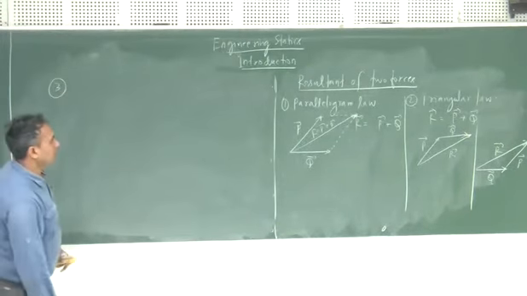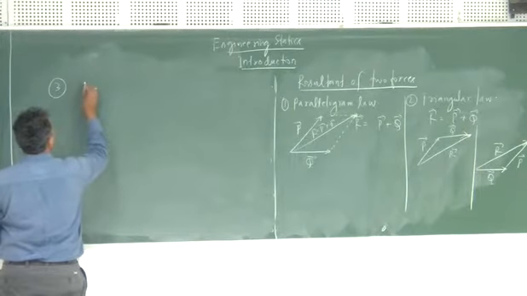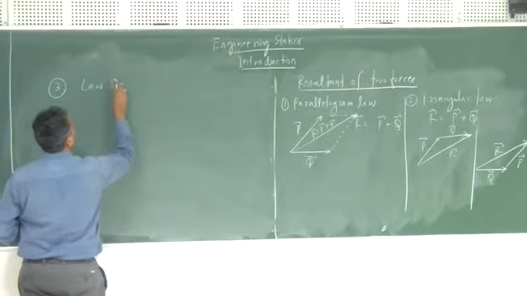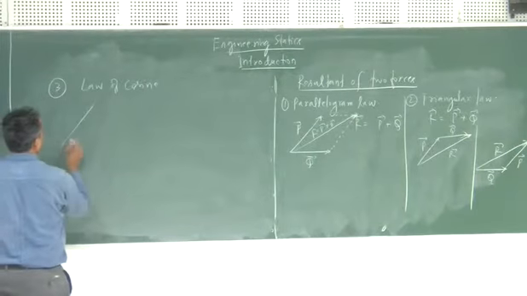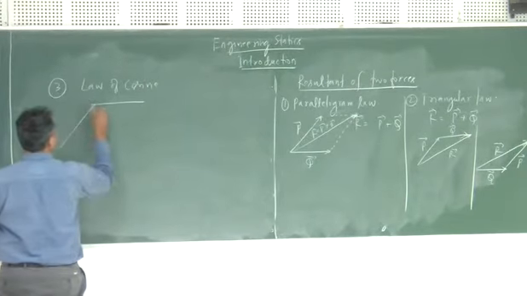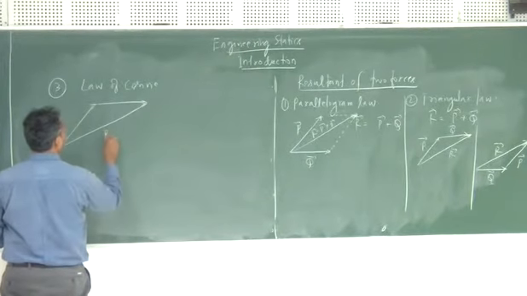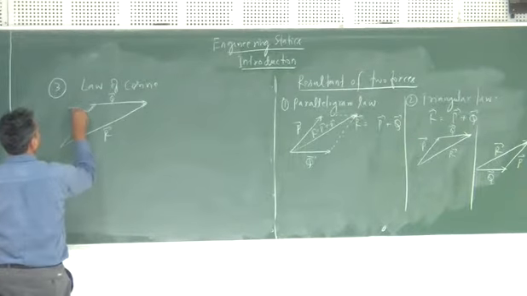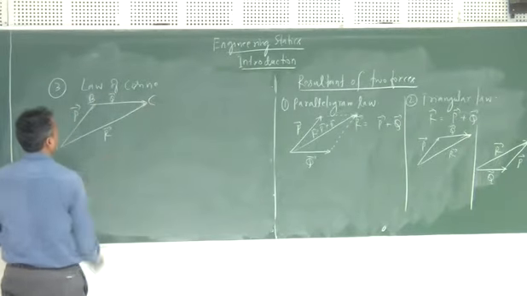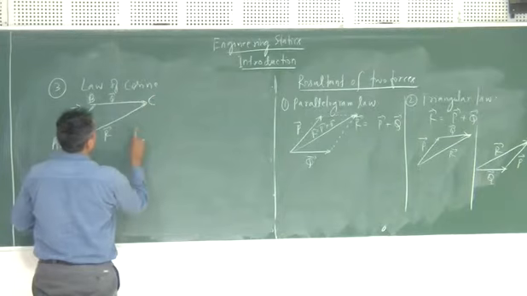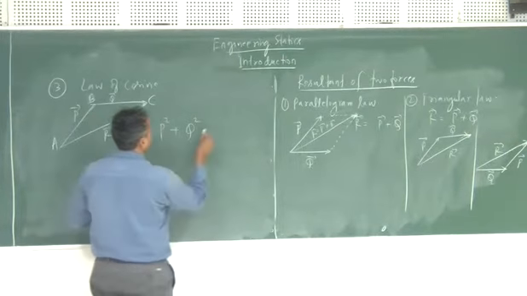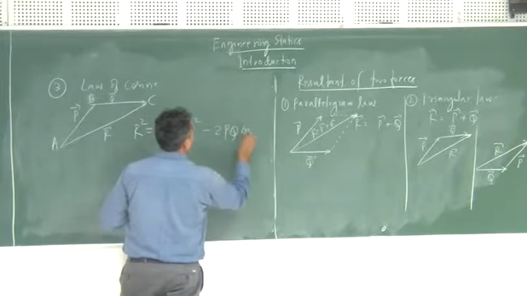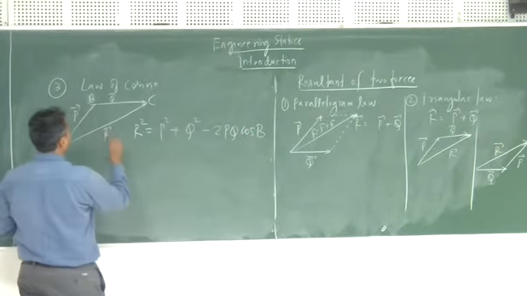Third technique here is the cosine law. Law of cosine. So taking a triangle of, let's say, this type, with sides P, Q, and R. This is your R, this is your Q, this is your P, and let's say this is your angle A. So the law of cosine says that the magnitude of R square is nothing but magnitude of P square plus Q square minus 2 PQ cos of the angle between P and Q, which is opposite to R.